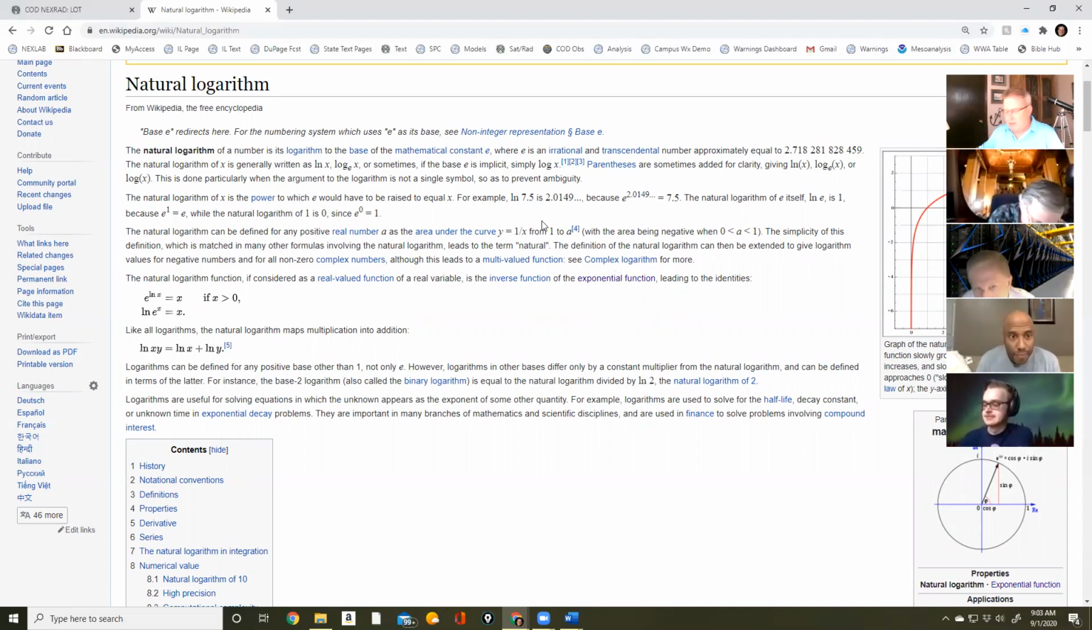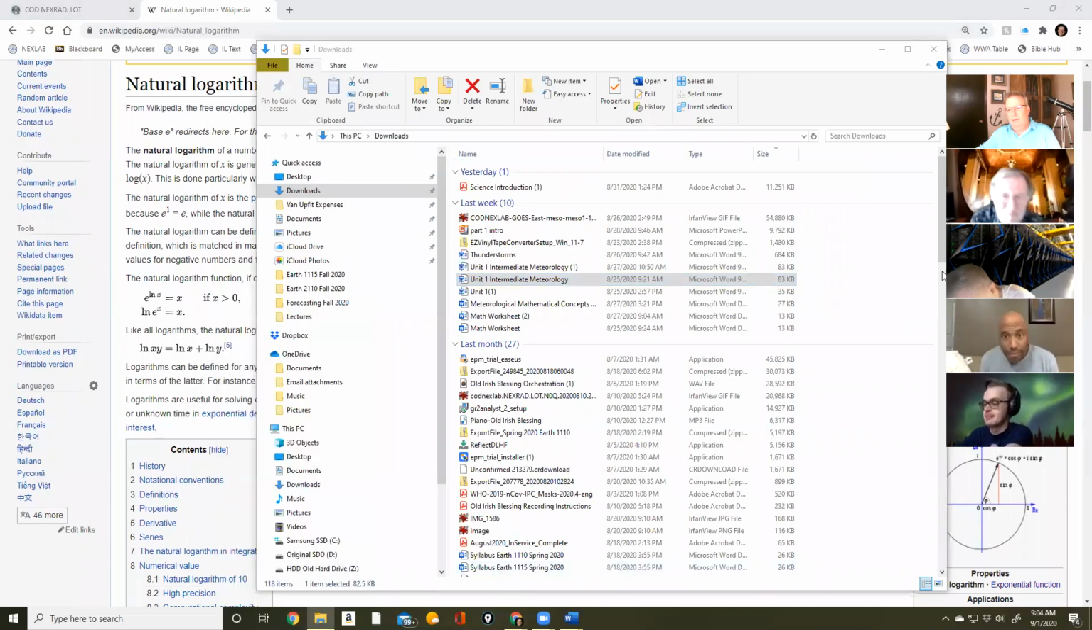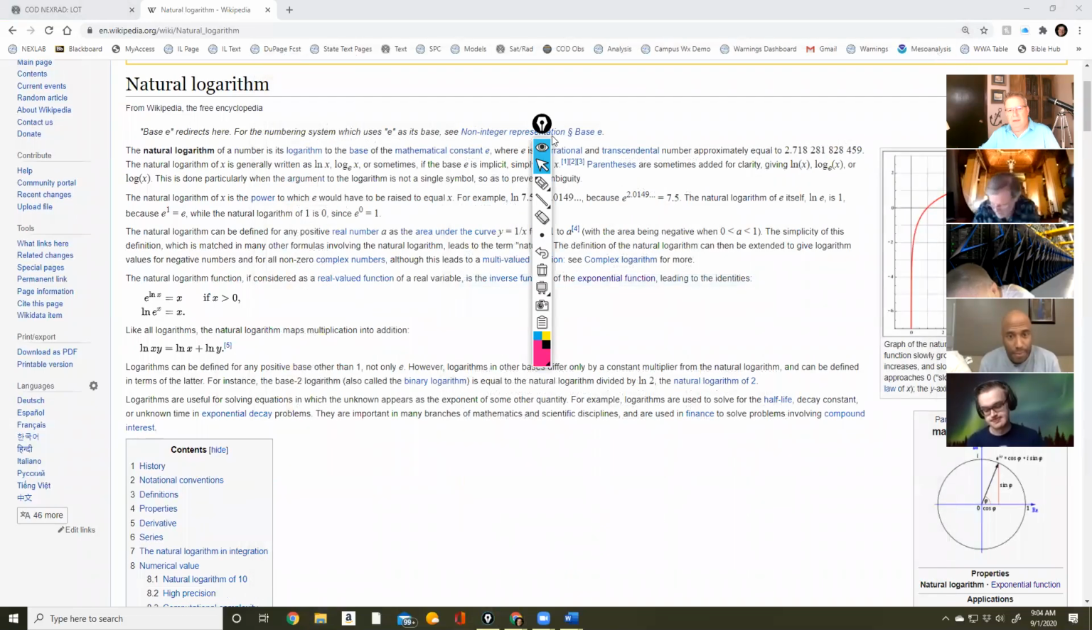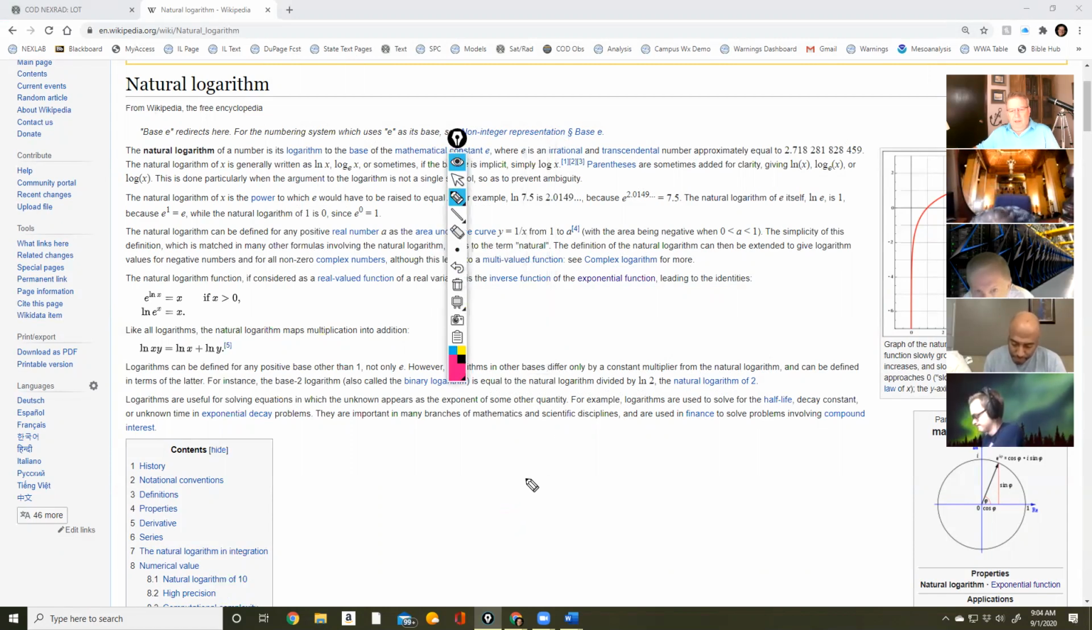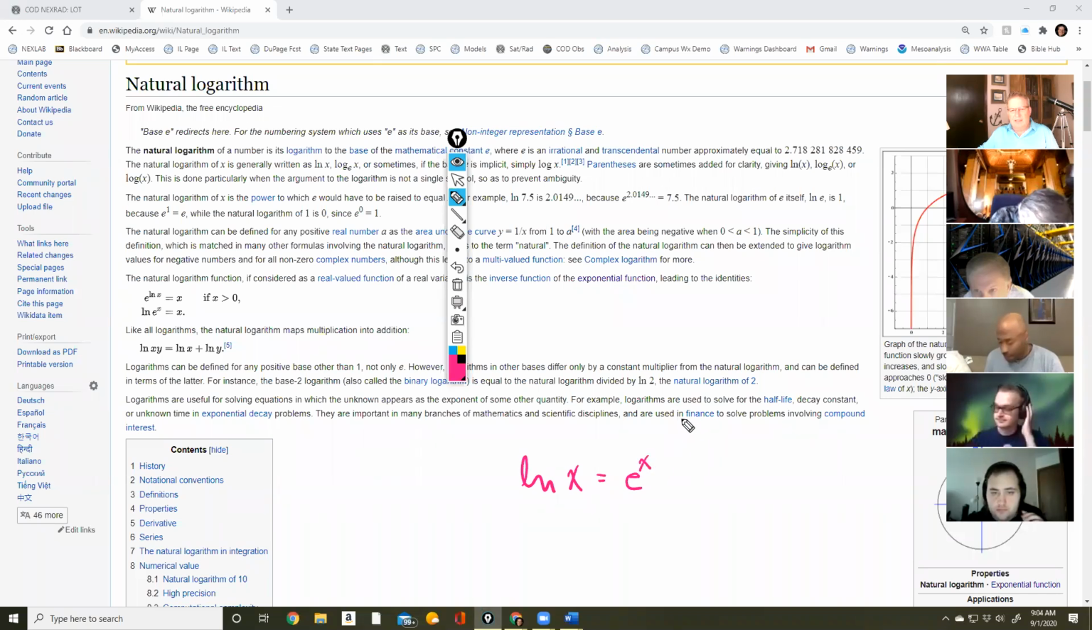So I'm going to do this. Open up Epic Pen. And all I'm saying is that the natural log of x is e to what power? E to the x. Right? So that's kind of what we're defining it.